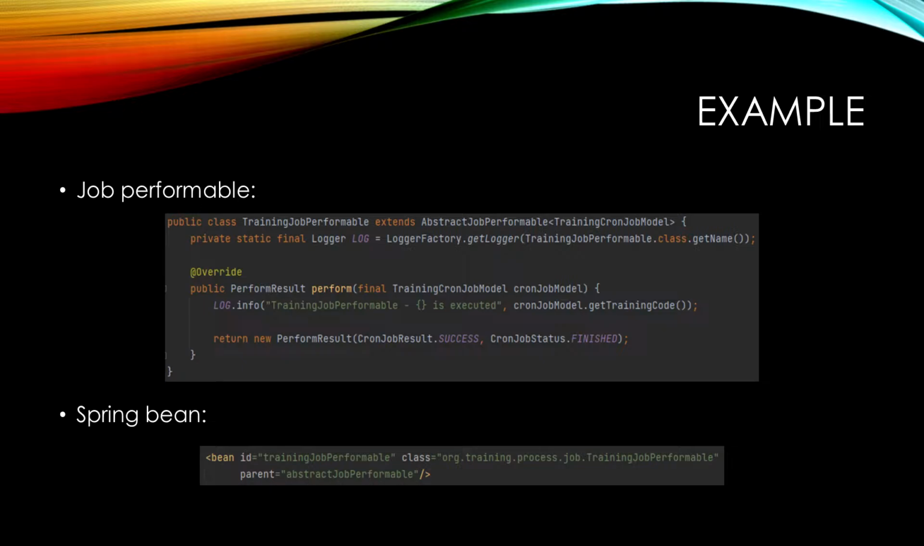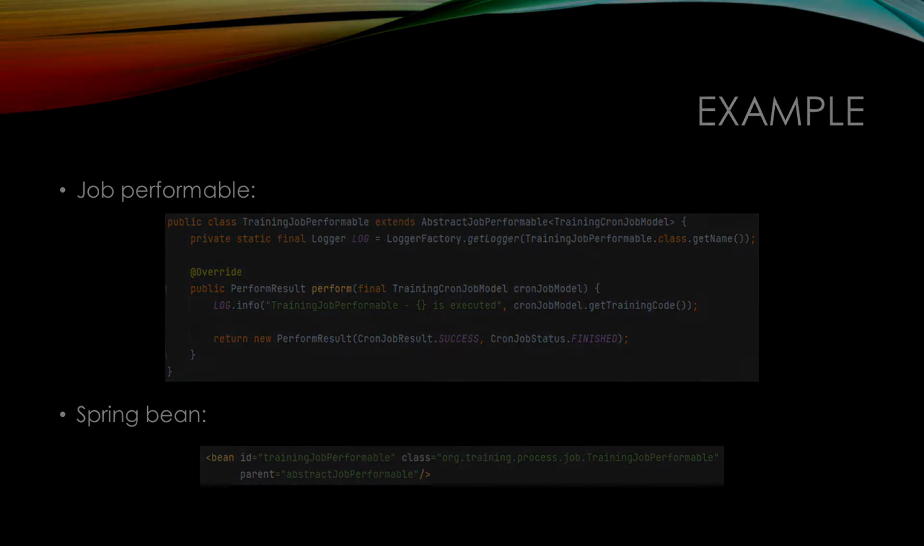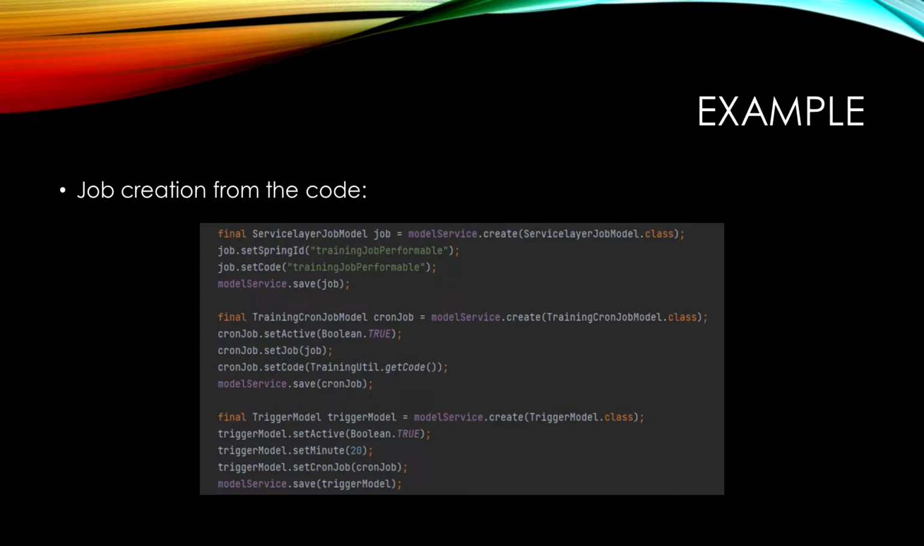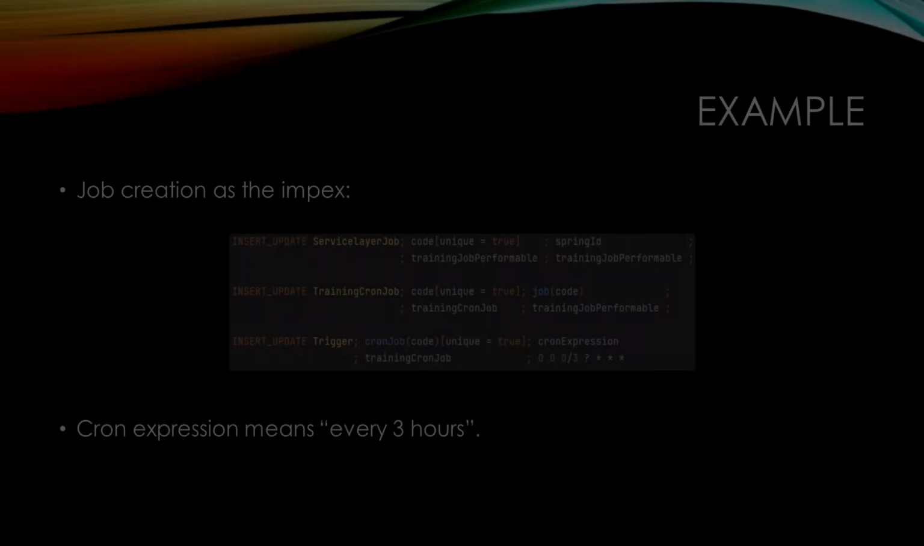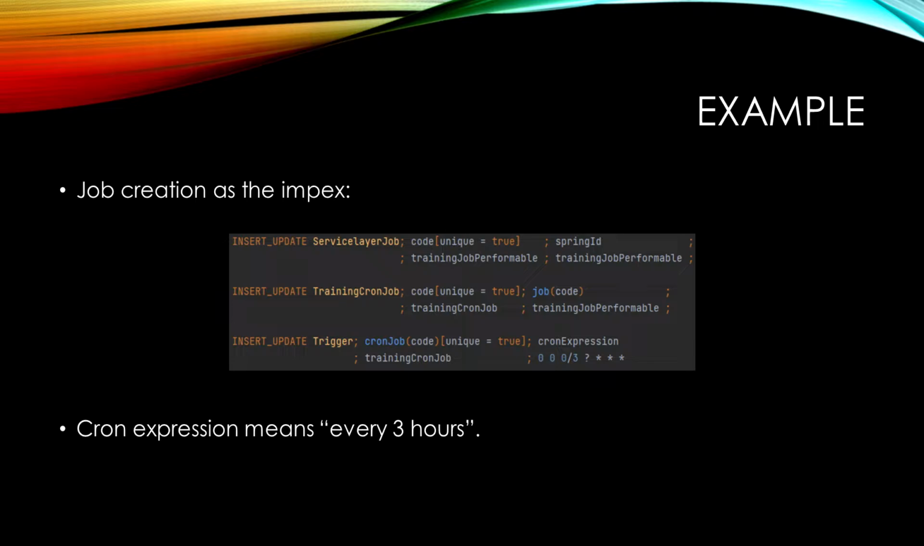That's an example of a simple job performable that is declared as a Spring bean. The cron job consists of the service layer job that is pointing to your performable, the cron job model that is having an instance of a service layer job, and a trigger linked to the cron job. And that's how to create the cron job from the IMPEX.